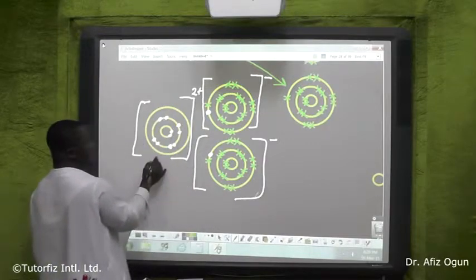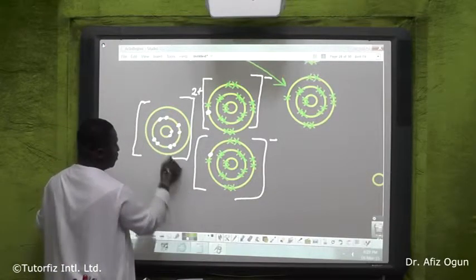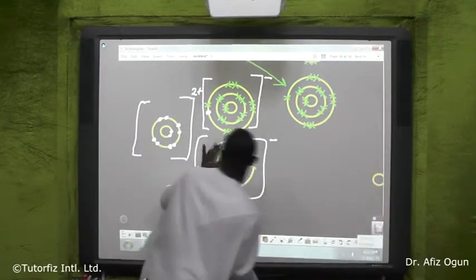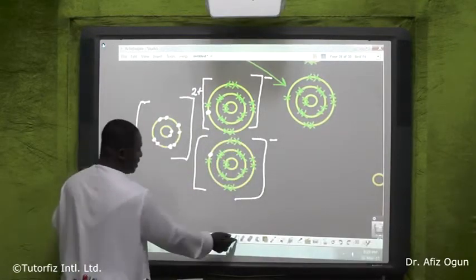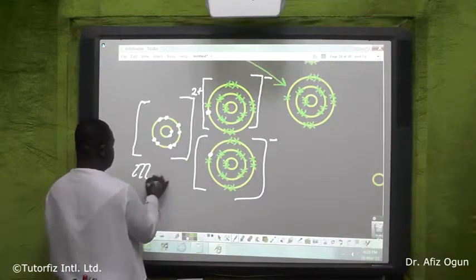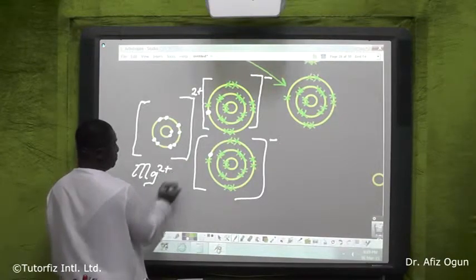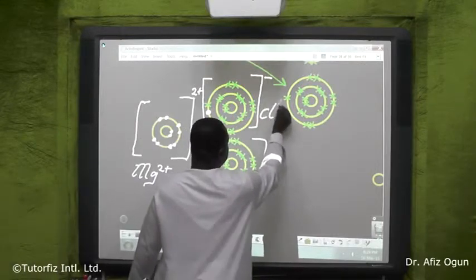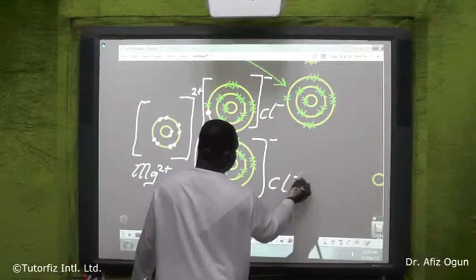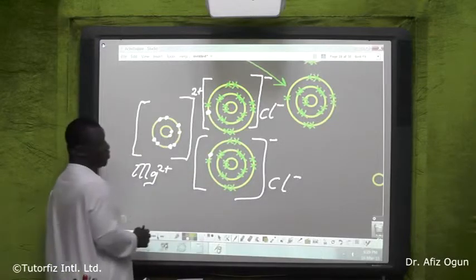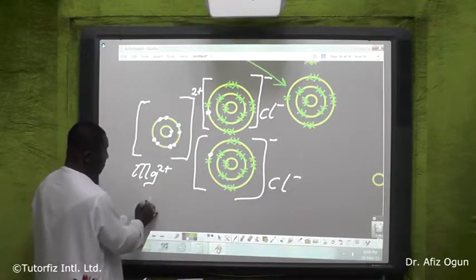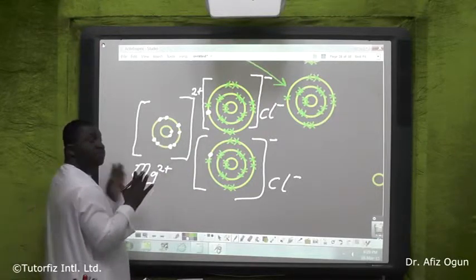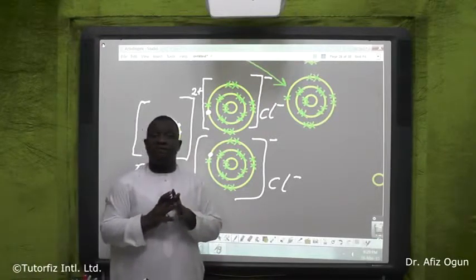So the negative attracts the positive. You don't really need this again. Whether it is there or not, it doesn't really matter. So this is Mg2 plus ion. This is 1 Cl minus, and this is another Cl minus, 2 chloride. So you now have these positive and negative ions coming together, staying together forever and ever.